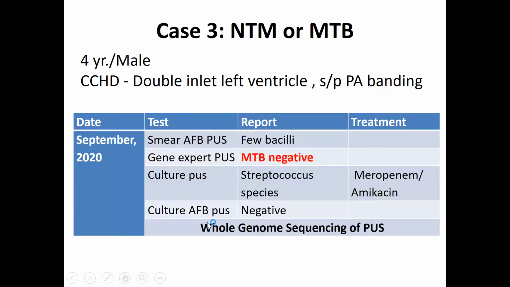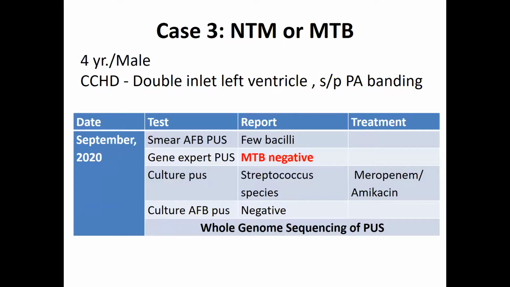So pus was available. We wanted to know what the bacteria is. Now, when you have a situation where you have acid fast bacilli in the smear and GeneXpert comes negative, it's invariably going to be a non-tuberculous mycobacteria. That's what we assume. And there was no reason to believe that this particular child should be having a non-tuberculous mycobacteria because he doesn't have the predisposing factors for it.